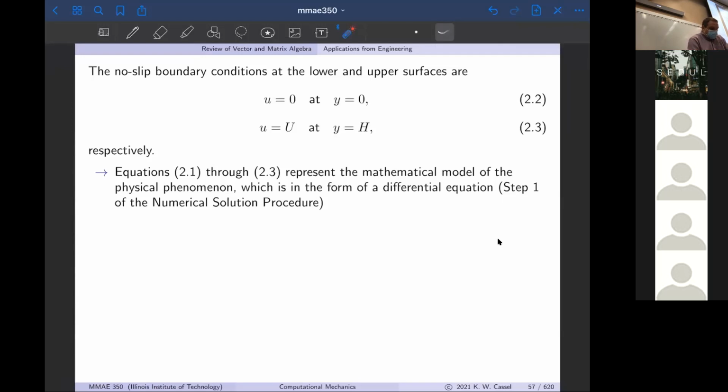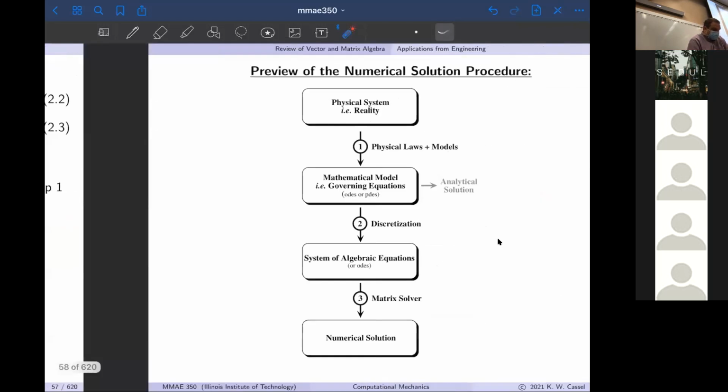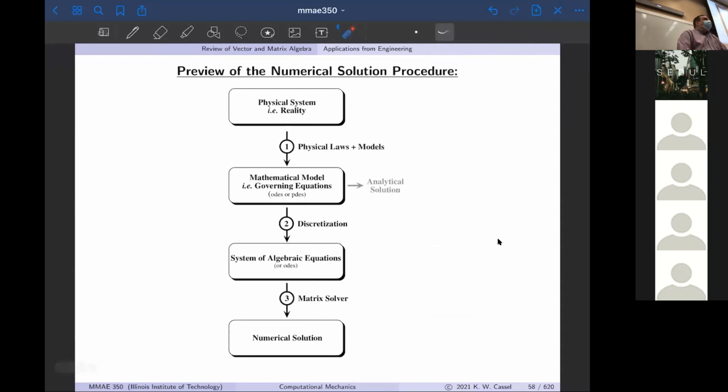So that is essentially the first step in what I call the numerical solution procedure. Here it is. This is just a preview. We'll talk about this more later in the semester, but just to give you an idea, and this is a good framework, kind of schematic to have in your mind as we go through these problems. We start with the physical system. Again, we're engineers. We want to solve physical problems. We want to understand how physical reality behaves. So that's always our starting point.